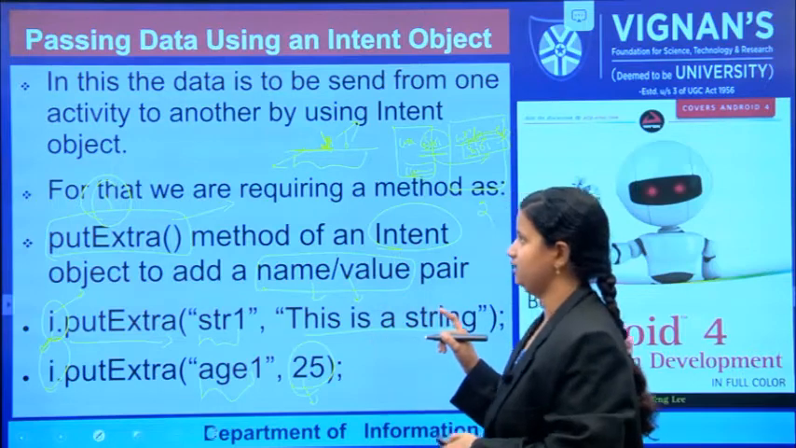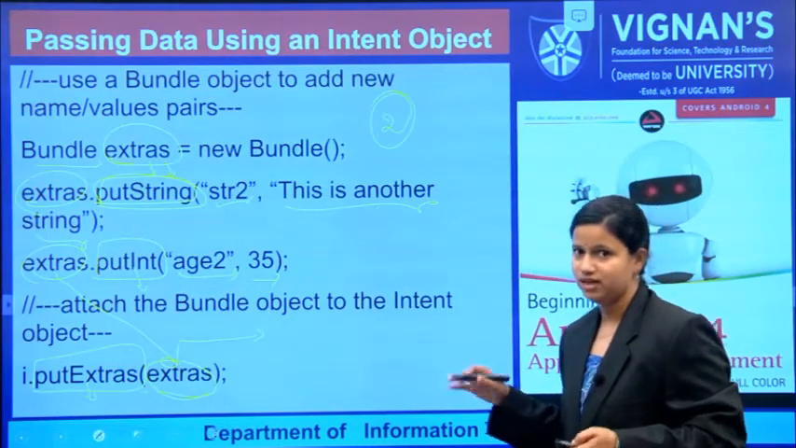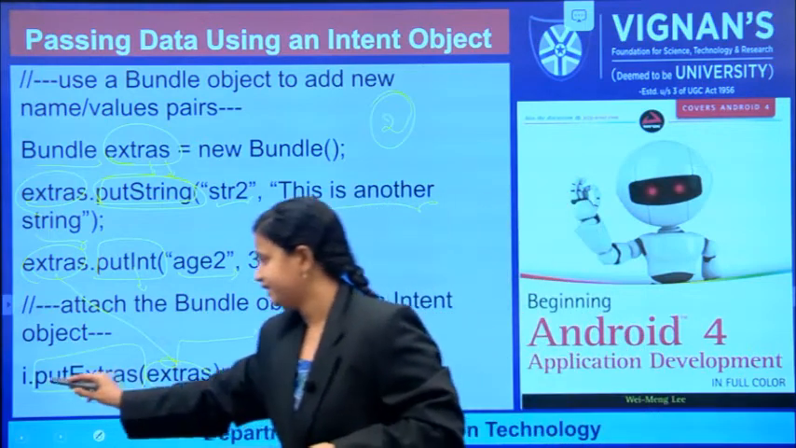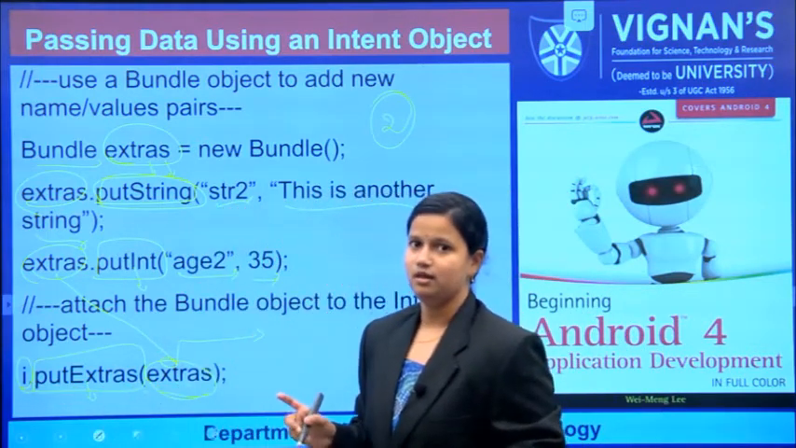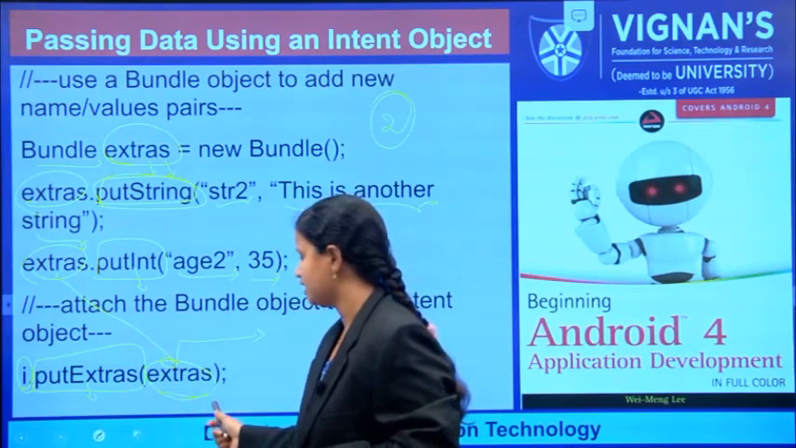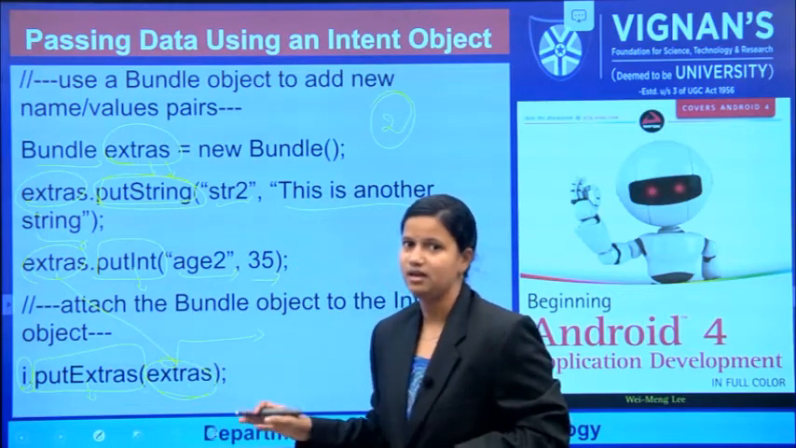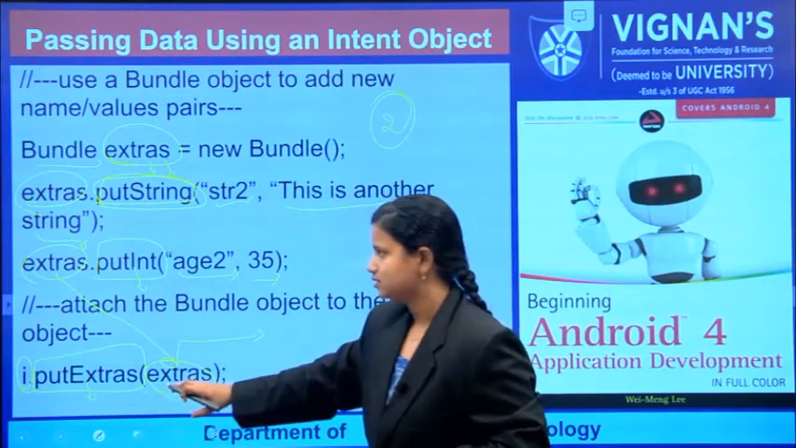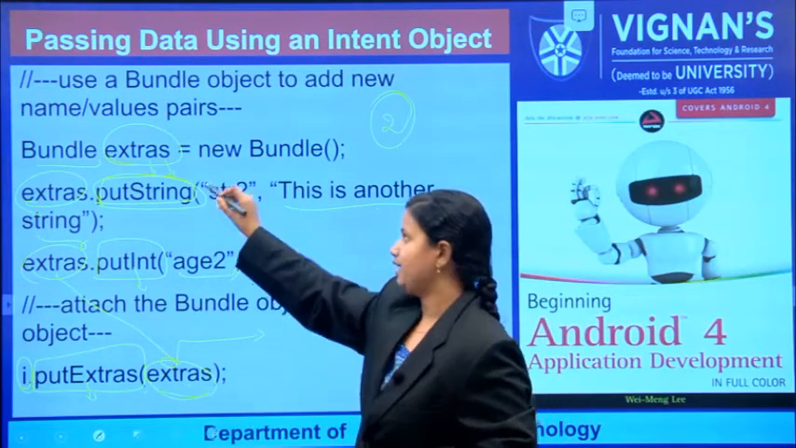In this way, this is the first way we set the data for the intent object. The second way is like this. We have to set the intent object data by using the putExtras method. In that putExtras method, we are not passing any information as name-value pairs, we have to pass the information as nothing but the bundle object.